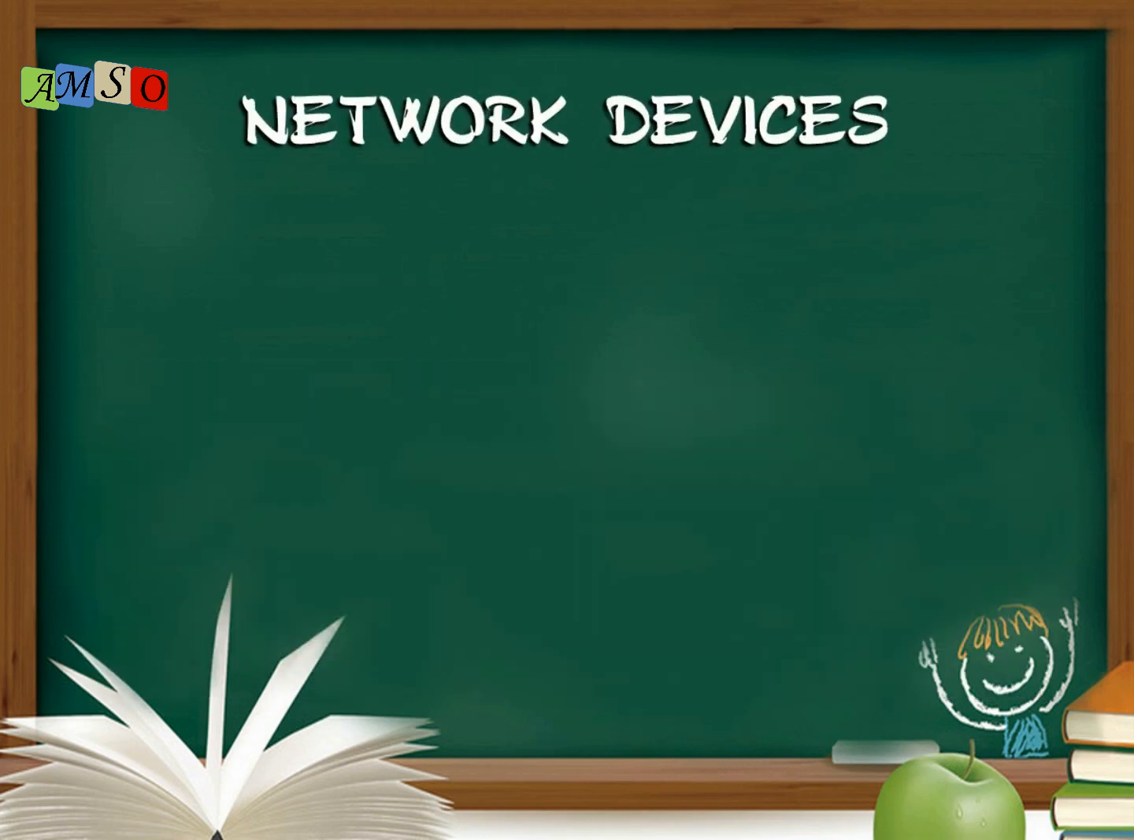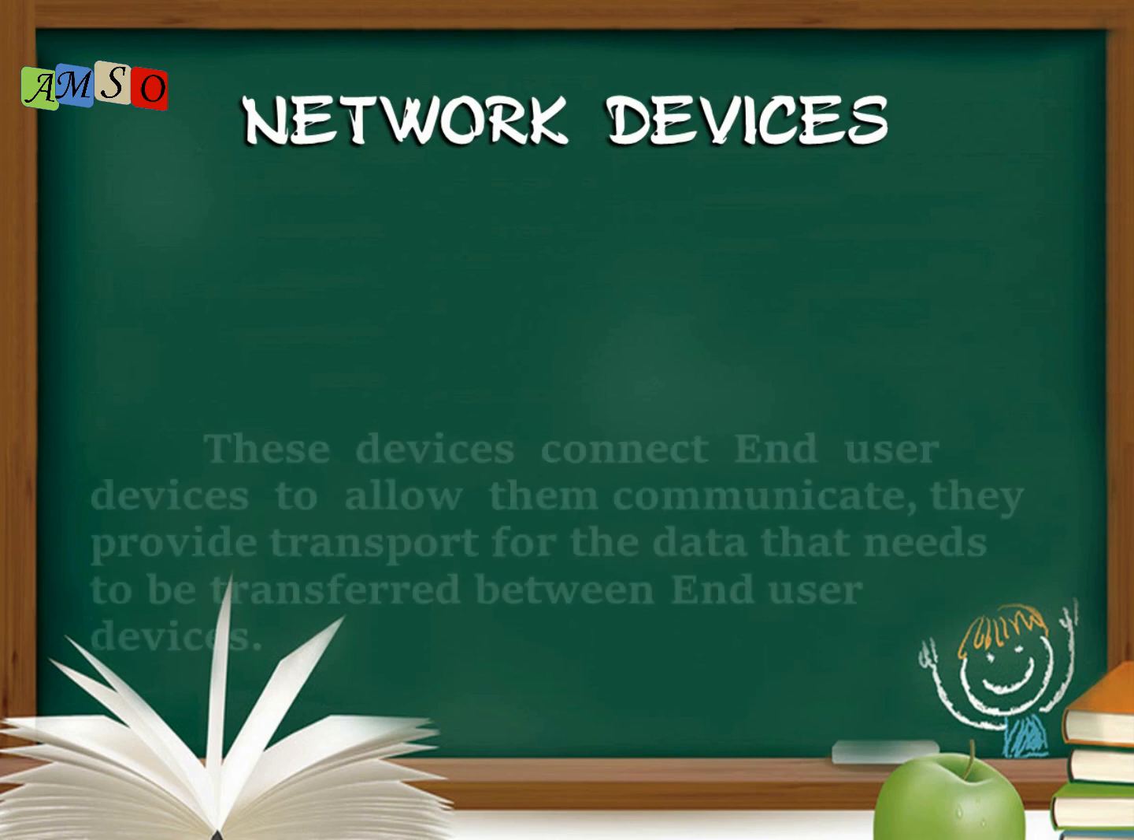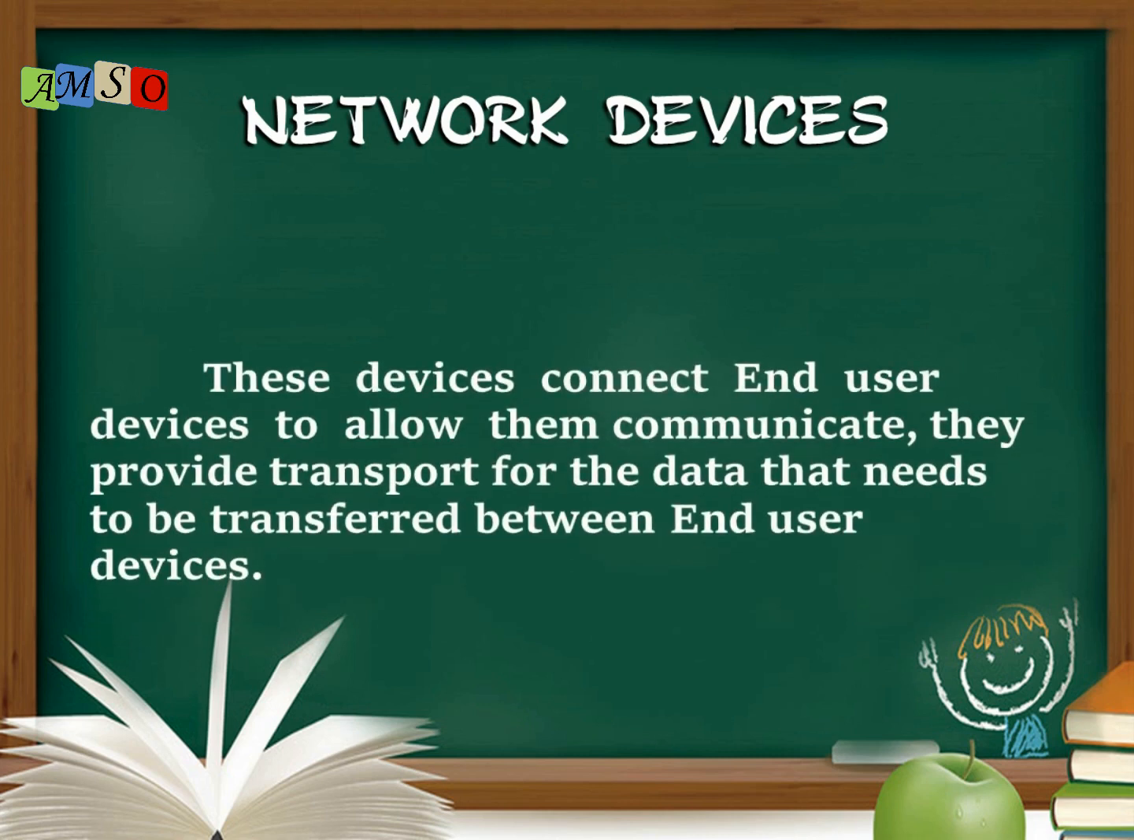So now let's go to the other type of network equipment, which is the network device. The network device connects end user devices to allow them to communicate. Take for instance, I want to communicate with my friend in Abuja. It requires a connection. My friend has a phone which is an end user device. I have a phone which is an end user device. But there are a series of connections that will happen between my friend and I. So those devices that are used to transfer the message between my friend and I are what we call the network devices.